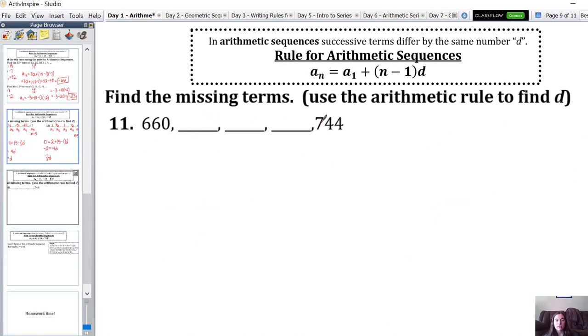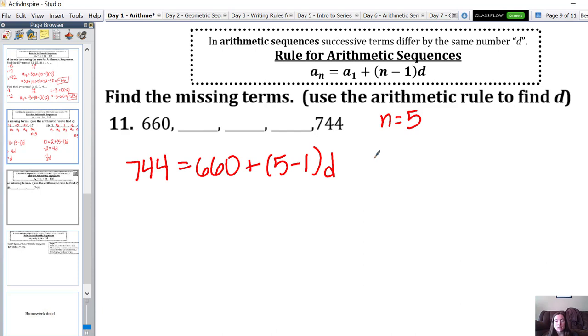Once again, we have 5 terms, so my n here is 5. The last term that I know about is 744. The first term that I know about is 660. Then I'm going to put plus the 5 minus 1. If you want to go ahead and put 4 there, that's okay too, times d.